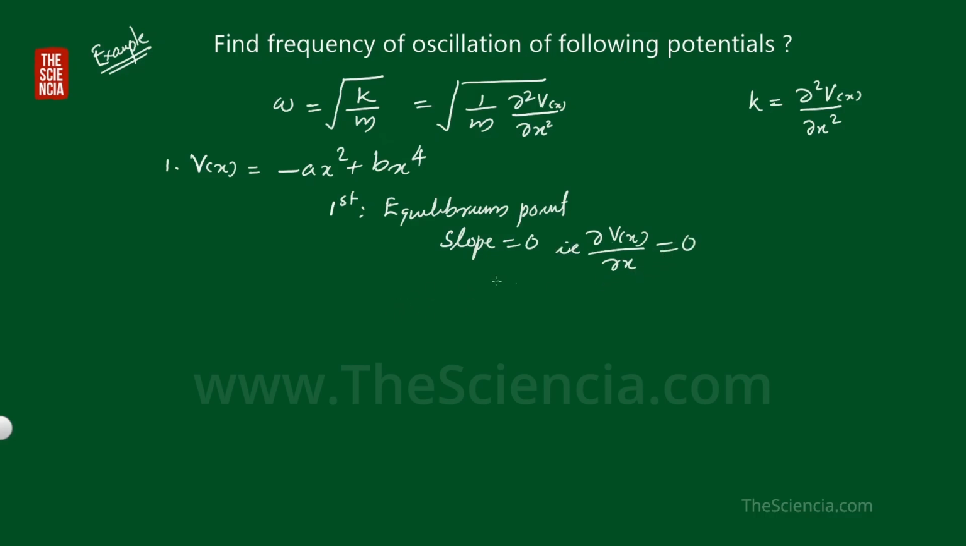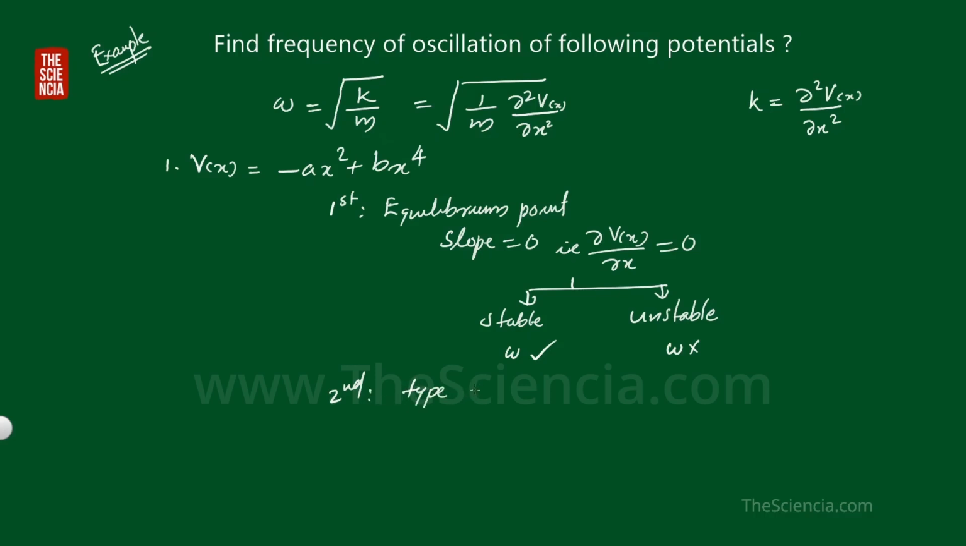This equilibrium point may be of two types. One is stable and the other is unstable. If it is an unstable equilibrium, then there will not be any omega. Only a stable equilibrium has a frequency of oscillation. So next you have to find out the type of equilibrium point.